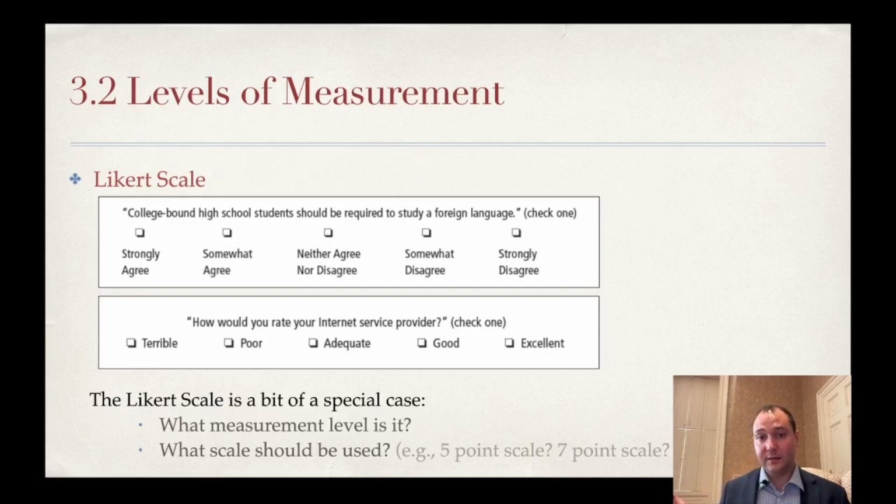Is there a ranking? Well, yes, excellent is better than good. Strongly agree is better than somewhat agree. So there is a ranking. Is there an interval? Is it the same distance between strongly agree and somewhat agree as it is from somewhat agree to neither agree nor disagree? Most statisticians would say, no, this is ordinal data.